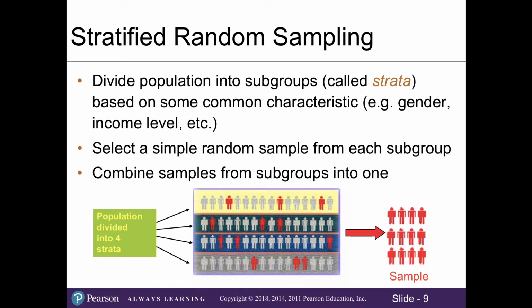Another sampling technique is stratified random sampling. So what we do here is we divide the population into subgroups called strata based on some common characteristic. So let's say we divide the population into men and women, or perhaps income levels such as low income, middle income, and high income. Then we select a simple random sample from each subgroup and then put those subgroups into one. What this does is it evenly pulls the same number from different strata.